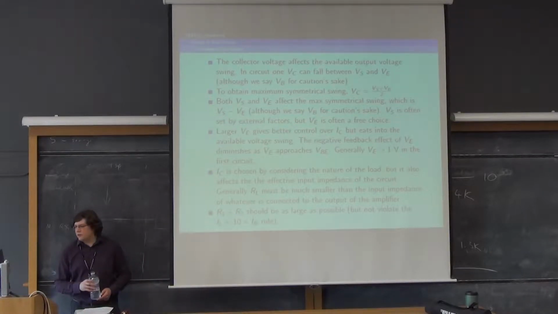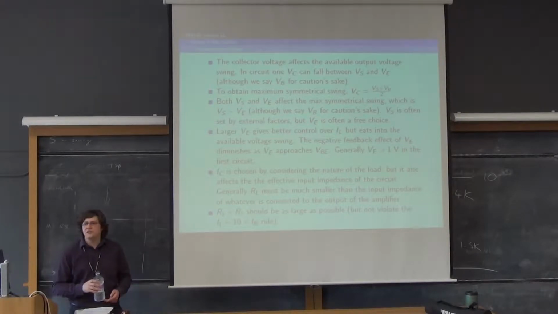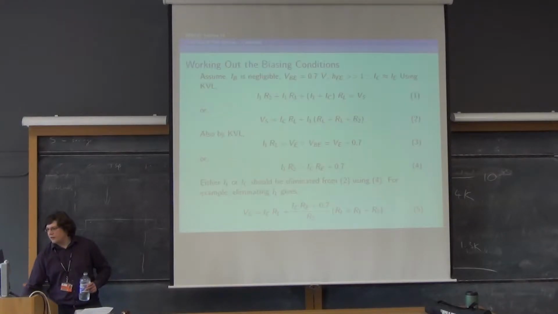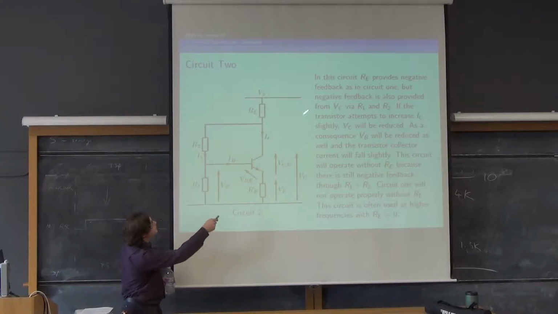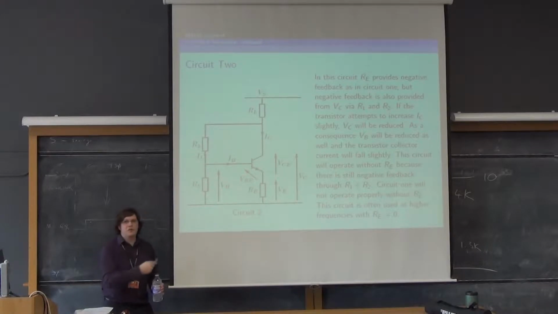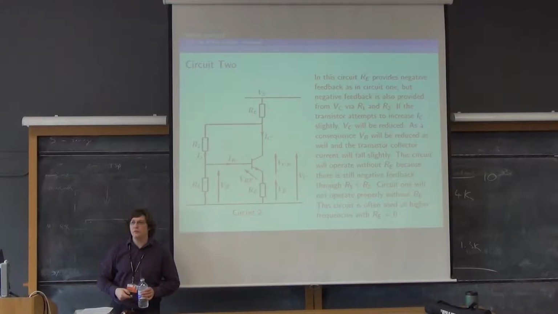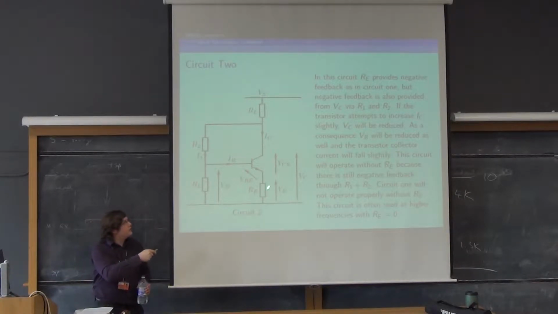Generally speaking, RL must actually be smaller than the input impedance of whatever is connected to the output of the amplifier. So what I mean by that is this amplifier will have to be connected to something. There will have to be another circuit here. And that circuit will have some voltage impressed upon it, and it will probably draw some current if it doesn't have an infinite impedance. And it probably won't have. So we must make sure that whatever we do connect here doesn't affect the circuit that we are producing.